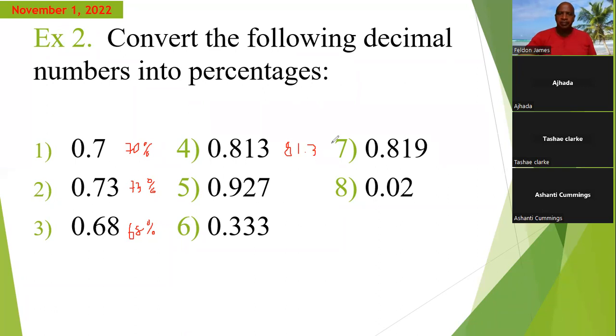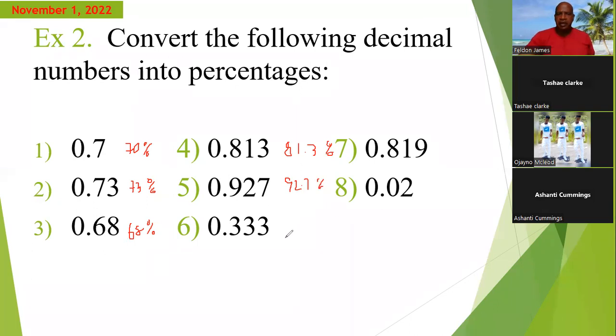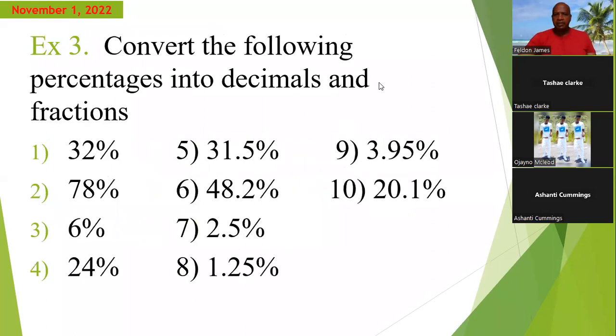Next one, 92.7. All right, guys, so nobody should have any challenge in converting these. And the other one is 33.3. Next one would be 81.9. And the other one would be what? 2%, sir. All right, guys, very good. All right, so we can move on to the next part.